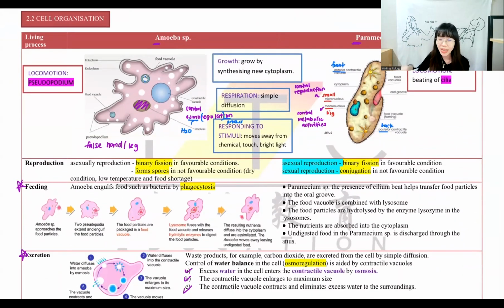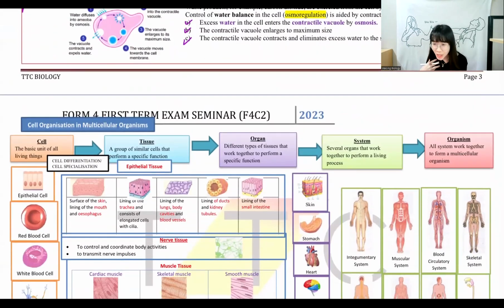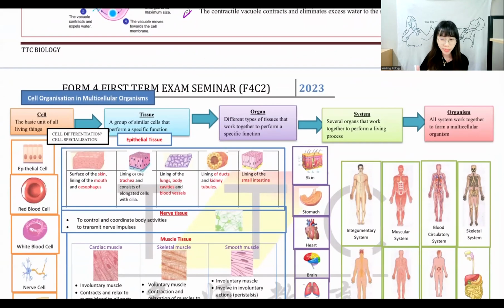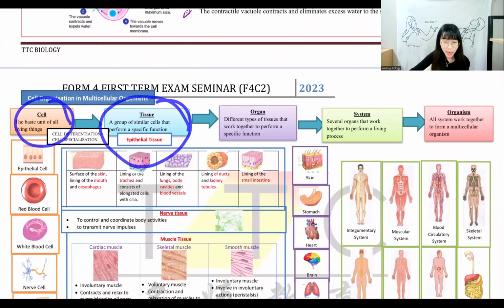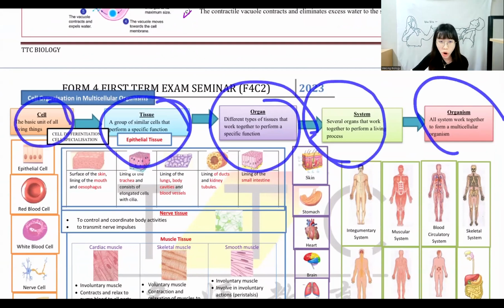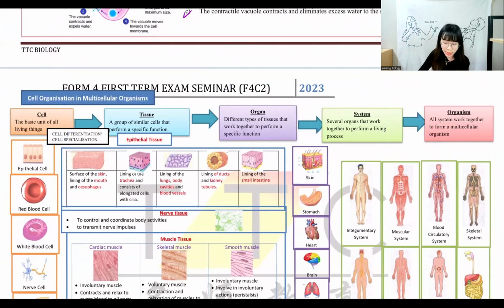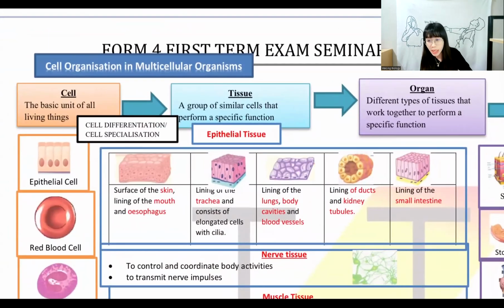After unicellular, we will learn about multicellular, which is human. Okay, I believe that you guys are very curious about humans because you are human yourself. You have to know what is in your body. We have a system that we have to remember. It's in a sequence. We have cell forming into tissue, into organ, into system, into organism. It's a sequence. Cell into tissue. What is a tissue?